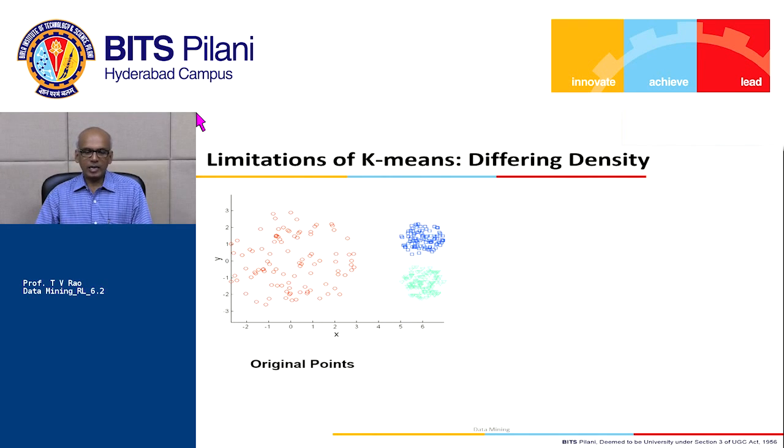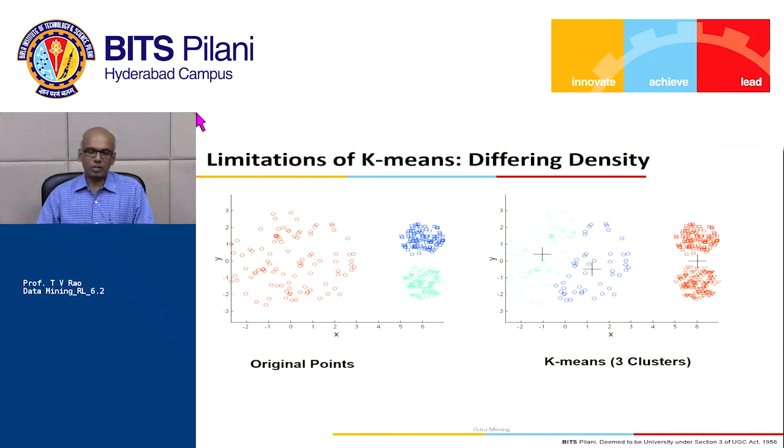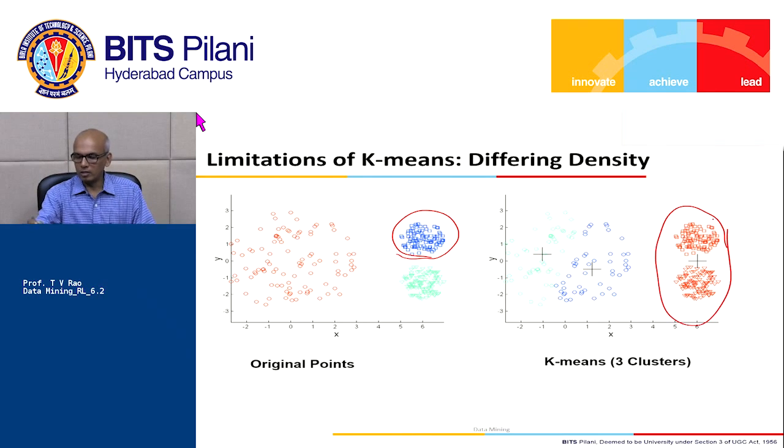And when there is a wide-ranging density, then we are going to get a different form of K-means clusters. As you can see here, it does not recognize this density and natural clustering. So it is going to create a cluster of this together, because that is going to give it a better mean and squared error.